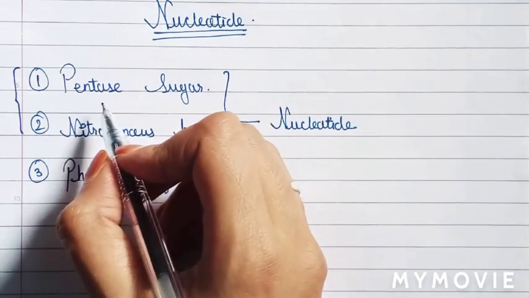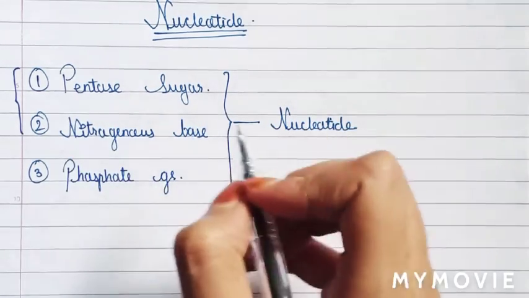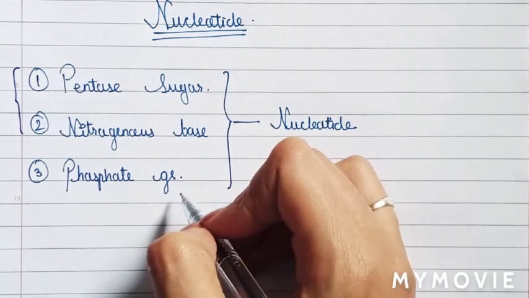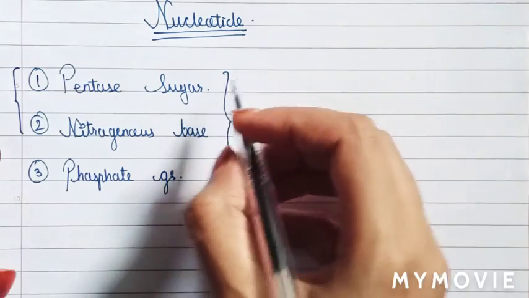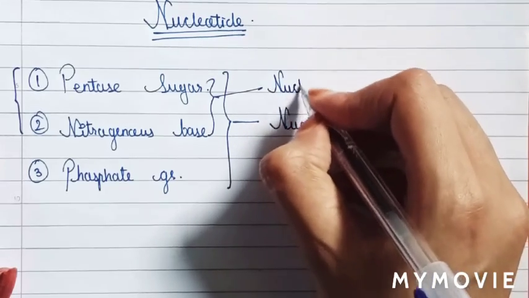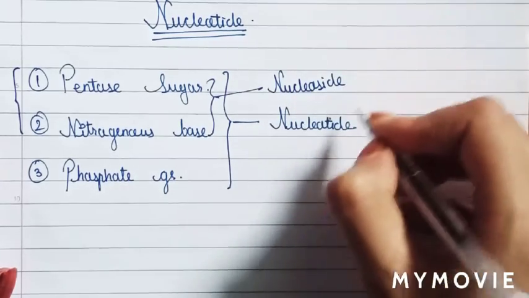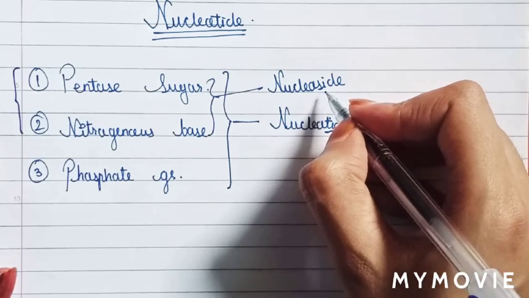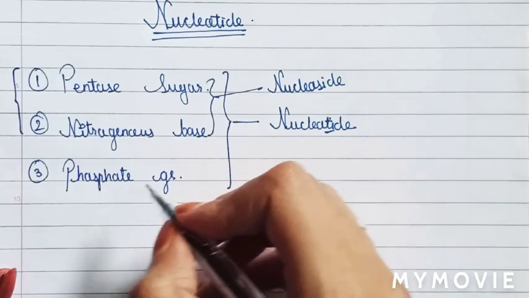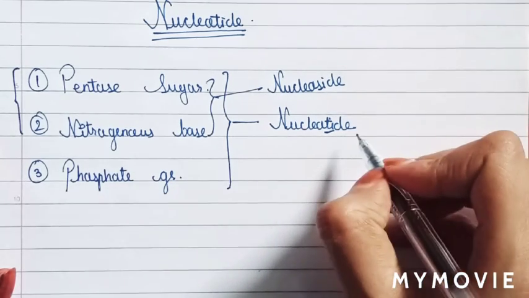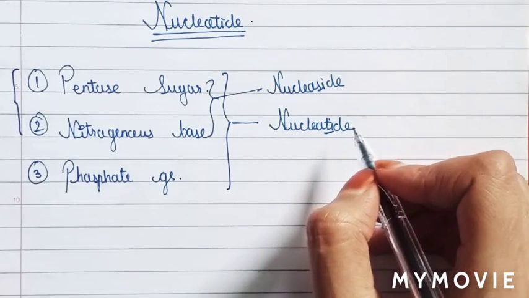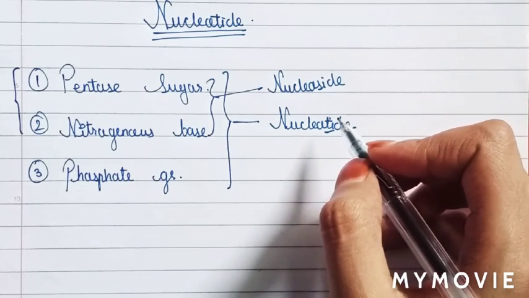But if just pentose sugar and nitrogenous base are present, where the phosphate group is absent, it is known as a nucleoside. So this is the difference between nucleoside and nucleotide. Here the T is replaced by S when only pentose and nitrogenous base are present, but when the phosphate group gets attached, it forms a nucleotide. Now we are going to see the whole structure of a nucleotide or single deoxyribonucleotide.